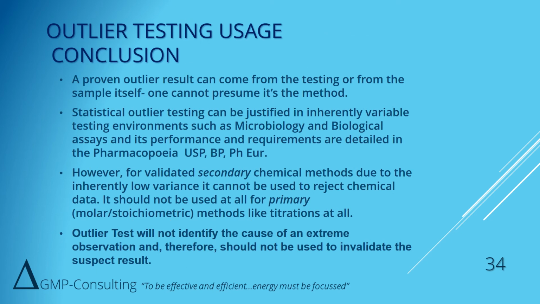This slide just reiterates that in the pharmaceutical industry, you really can't use outliers for chemical tests using primary or secondary standards, because they're based on chemistry. There's no biological variation in there, and ultimately an outlier test cannot identify the cause of an extreme observation and cannot therefore be used to invalidate a suspect result.